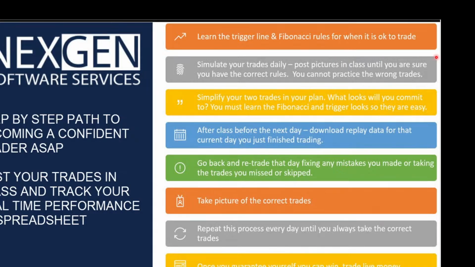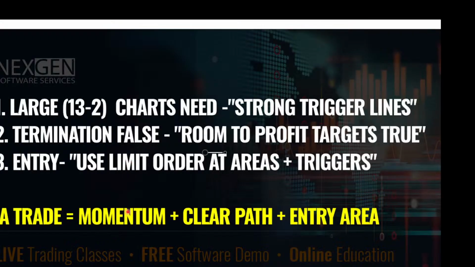A high probability trend trade means each rule on every chart agrees with the rules for the trade. This is the best of the best. This is the strongest triggers and nothing in the way and nothing between you and your targets.